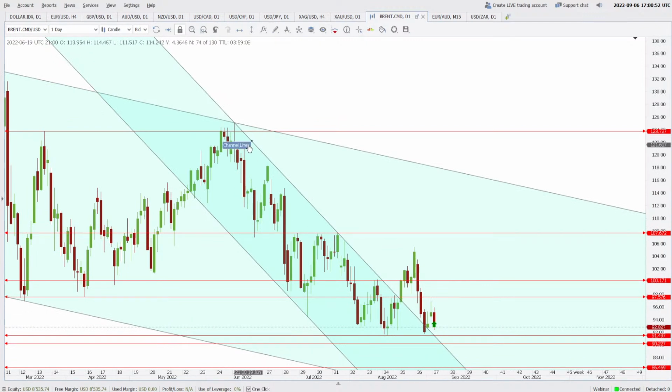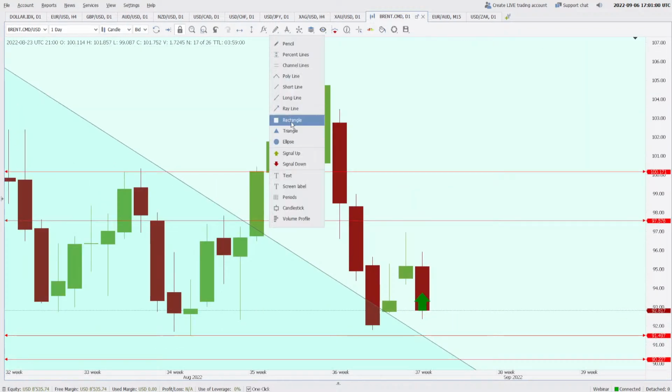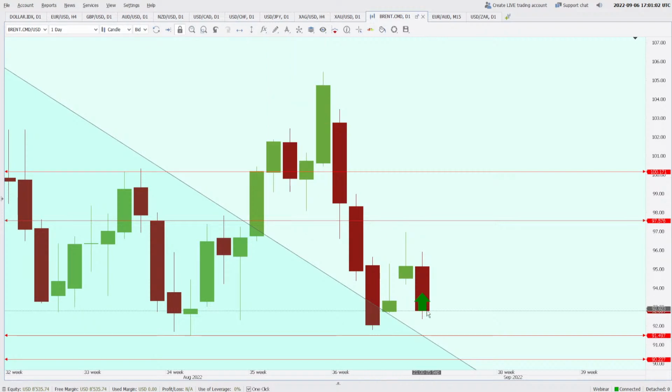But see this broken channel to the upside, and this is going to be a confluence of two supports today or after tomorrow. I think we will have a confluence of support in this area of 91.49.